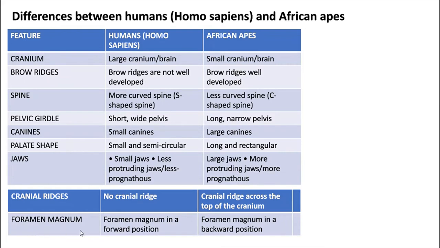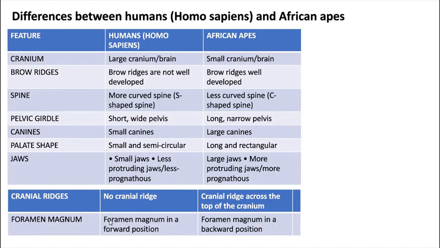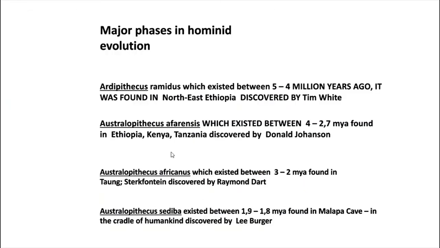Now the foramen magnum, this is the position of the foramen magnum. The foramen magnum is in a forward position in humans. In African apes, the foramen magnum is in a backward position. Now let's look at the major phases in hominid evolution.